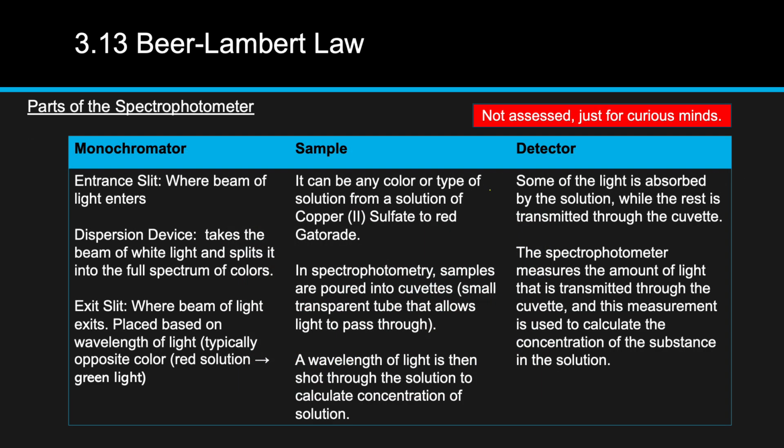A spectrophotometer has three main parts. First, the monochromator. That is where light enters and it gets split into different wavelengths, and only the desired wavelength is going to be sent through the exit slit. And when it goes through that exit slit, it's going to go through the sample, which is in the cuvette. So the light is going to pass through that cuvette, and whatever light comes out on the other side is going to be measured by the detector. So then you can use that measurement of absorbance to calculate the concentration of that solution.